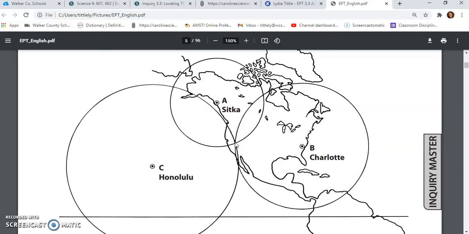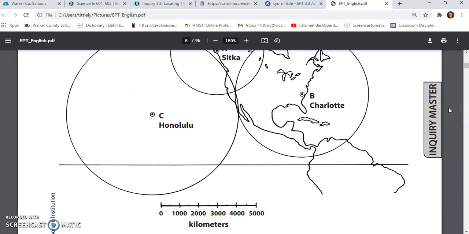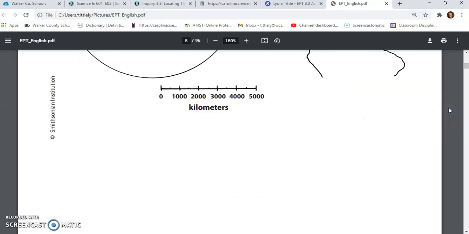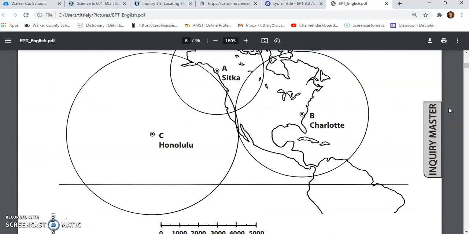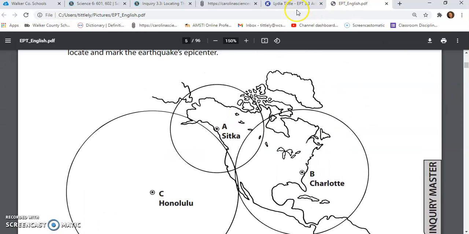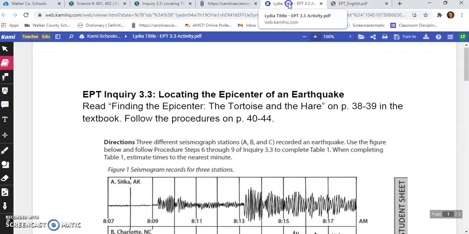Okay, those of you who are doing this at home, you can just use the data that we gathered here. If you have any questions about earthquakes or epicenters, then make sure that you send me any messages about any questions that you have.